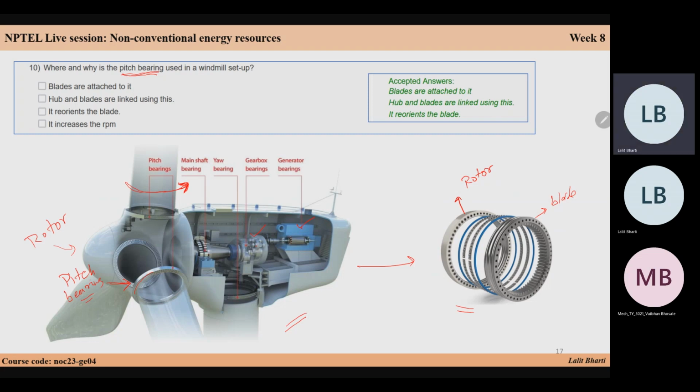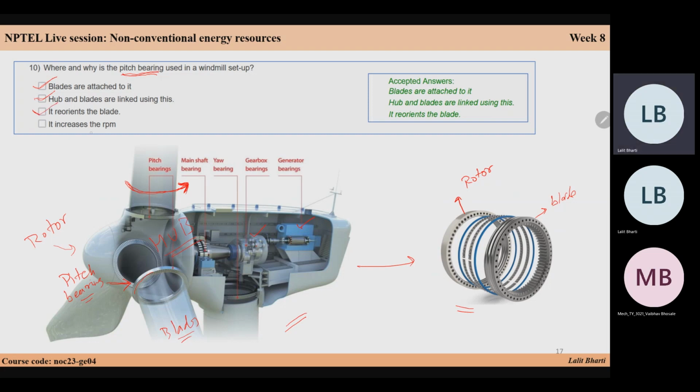So the first option is that blades are attached to it. Yes, at one end blades are attached. Hub and blades are linked using this. That's also correct. We have already seen that this is the hub, and these are blades, so they are connected and linked. It reorients the blade. Yes, this is your reorientation represented by this arrow. So that is also correct.